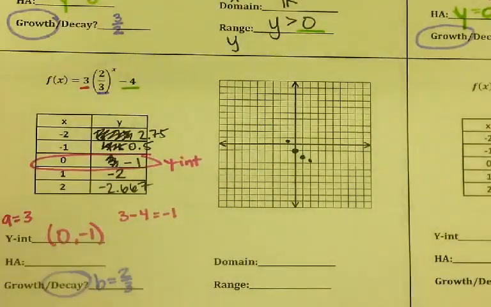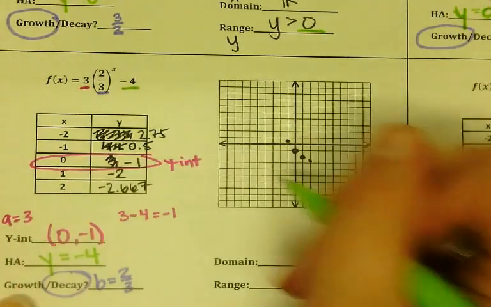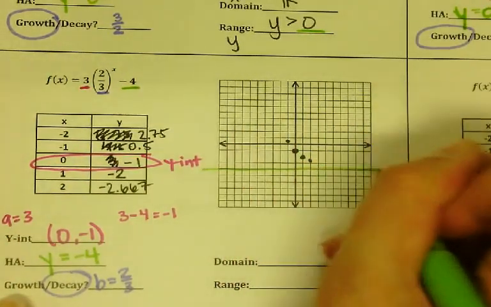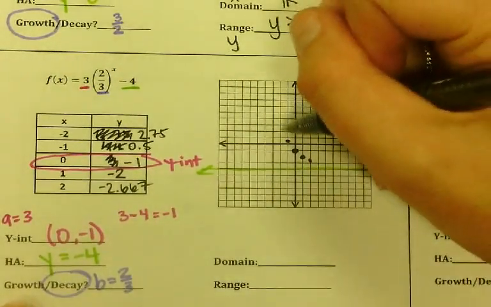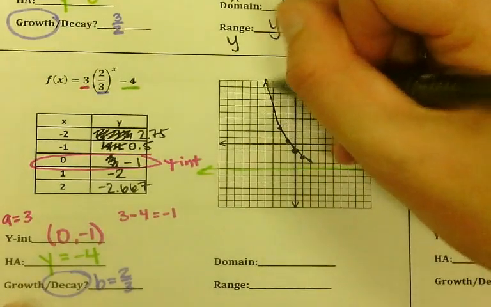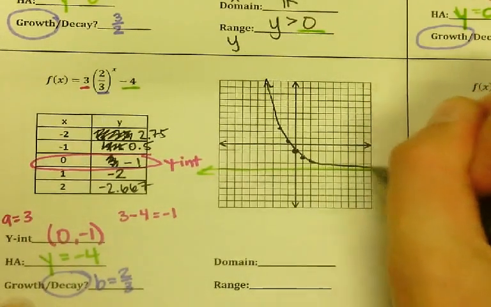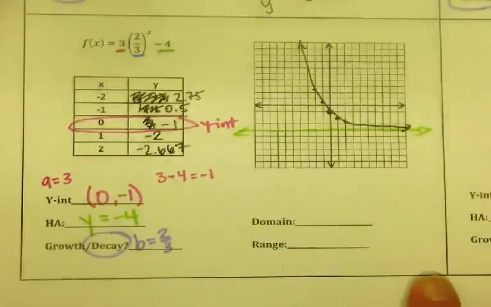So guys, that means that my horizontal asymptote is actually going to be y equals -4. So my horizontal asymptote is right here. We're going to go up. There we go. And we're going to kind of bottom out there at the asymptote. So this is what my graph looks like here.